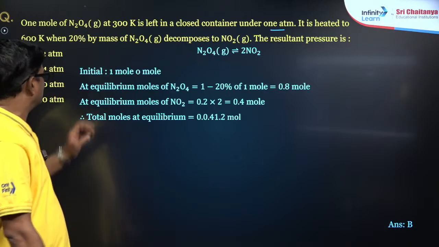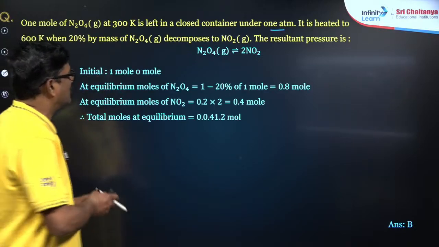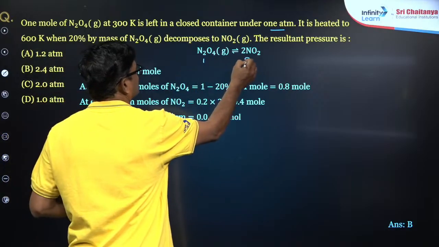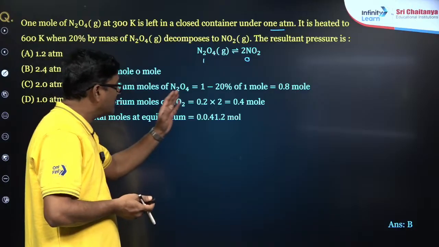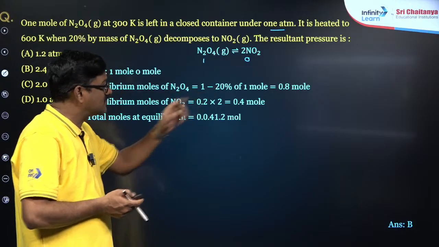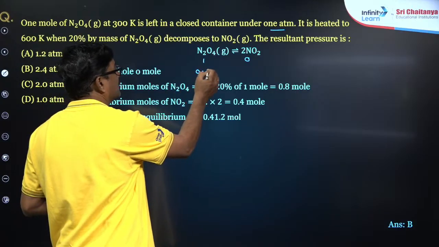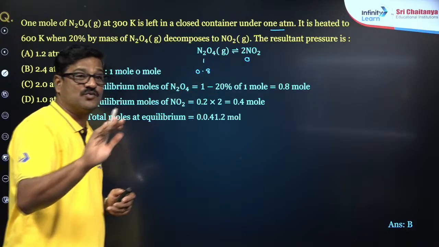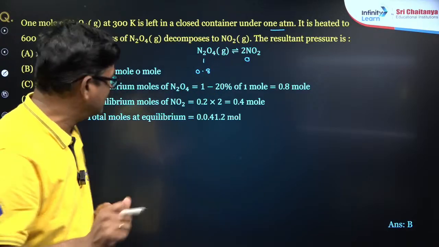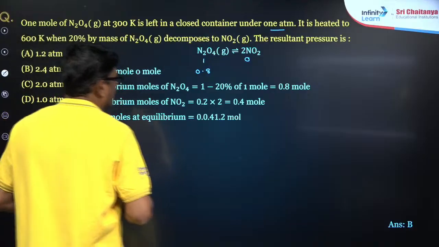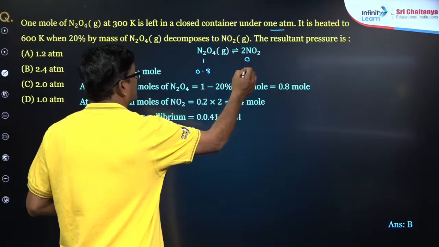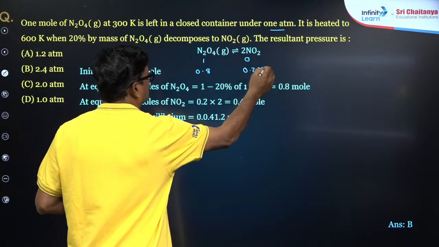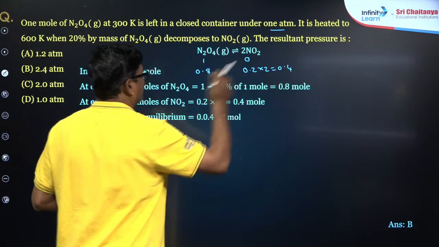Now what happens, initially 1 mole and 0 mole. At equilibrium N2O4 is 20% decomposed. Of 1 mole, 0.2 mole is decomposed, so 0.8 mole is going to be left. Parthiv, yes, and NO2 is going to be 0.2 into 2, which is equal to 0.4 mole.